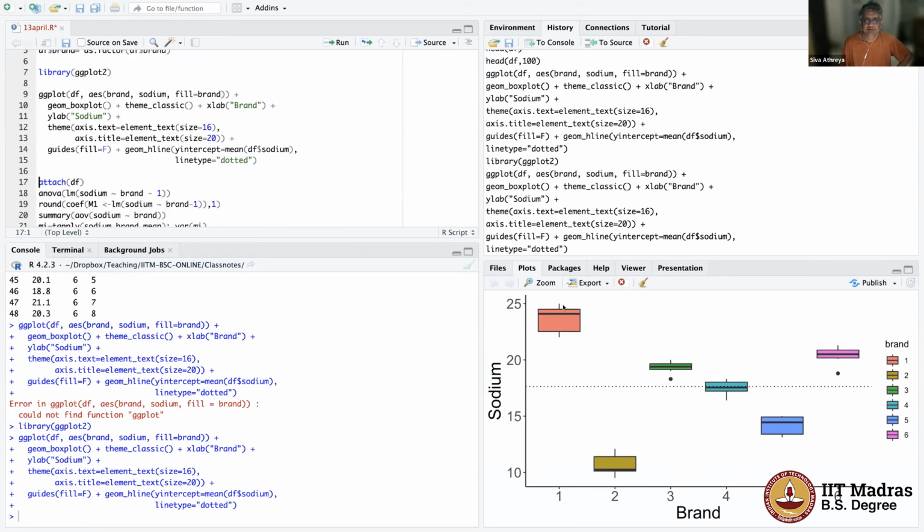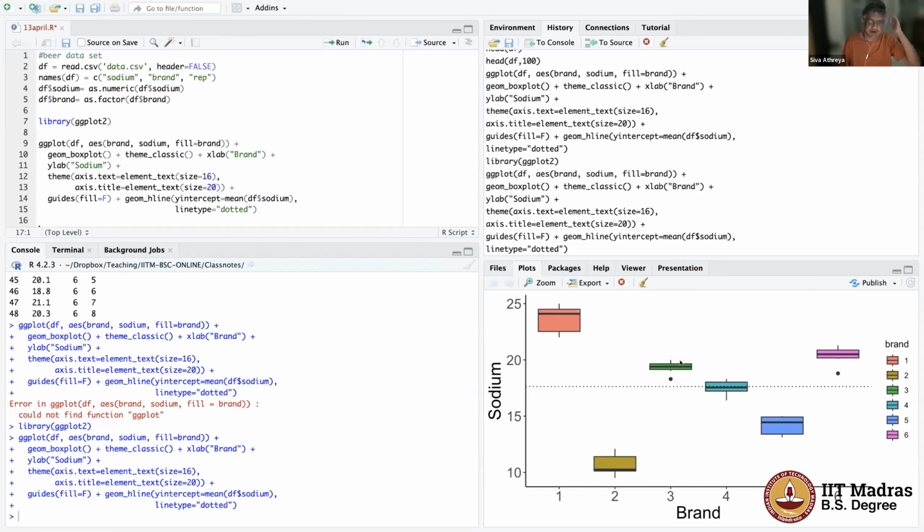So clearly you can see now that the sodium brand here has a higher mean compared to the sodium brands here, perhaps, and then this little low one on the second brand. So this gives you a first-hand understanding of where the brands are in some sense.